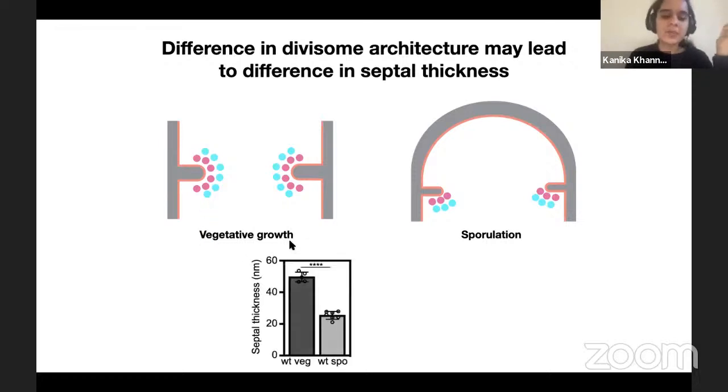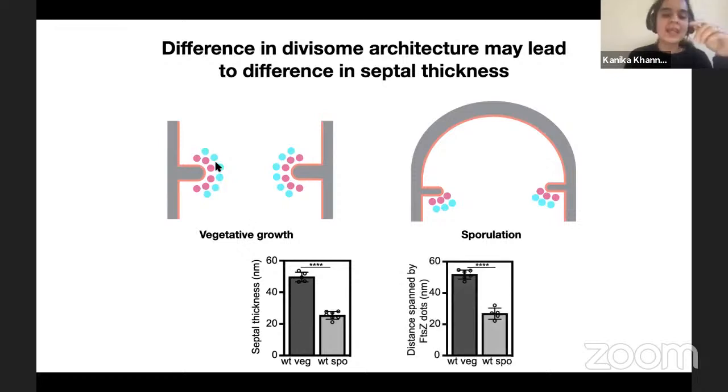And the first thing which we wanted to see was, we know that the septum is thinner in sporulation once it is completely formed. Is it also thinner when the septum is being synthesized? Because that would tell that the motion of FtsZ is then linked to the synthesis of septal cell wall during constriction itself. So if you look at septal thickness, the sporulating septum is half of the thickness of the vegetative septum as it is being formed. And if you measure the distance which is spanned by the FtsZ bundle during vegetative growth and sporulation, it is also half during sporulation as compared to vegetative growth. So there's a link between the number of FtsZ filaments, presumably, and also the thickness of the septal cell wall.